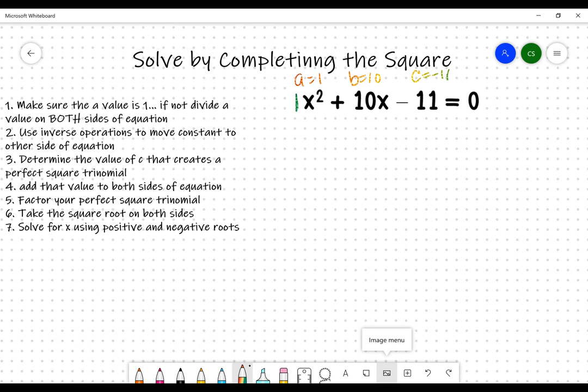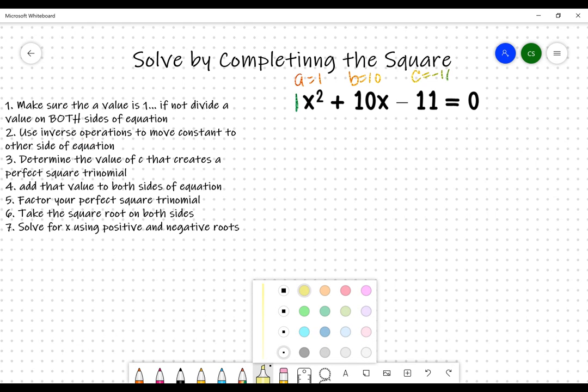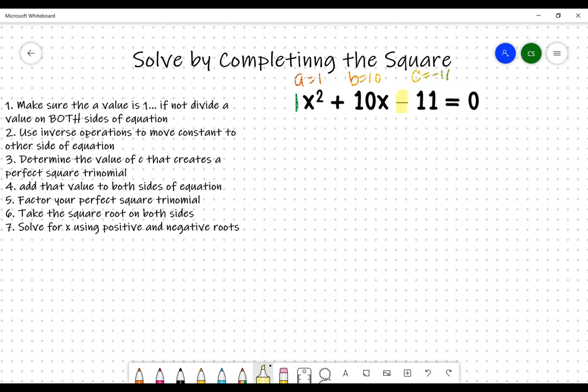All right, so first things first, we have some rules listed here and we're just going to follow them. It says make sure that the A value is 1. It is, so we go down to step 2. Use inverse operations to move the constant to the other side of the equation. A constant is a number that stands alone; it has no variable. So my constant is negative 11, and I need it on the other side of the equation. The inverse of minus 11 is plus 11, so I'm going to add 11 to both sides.